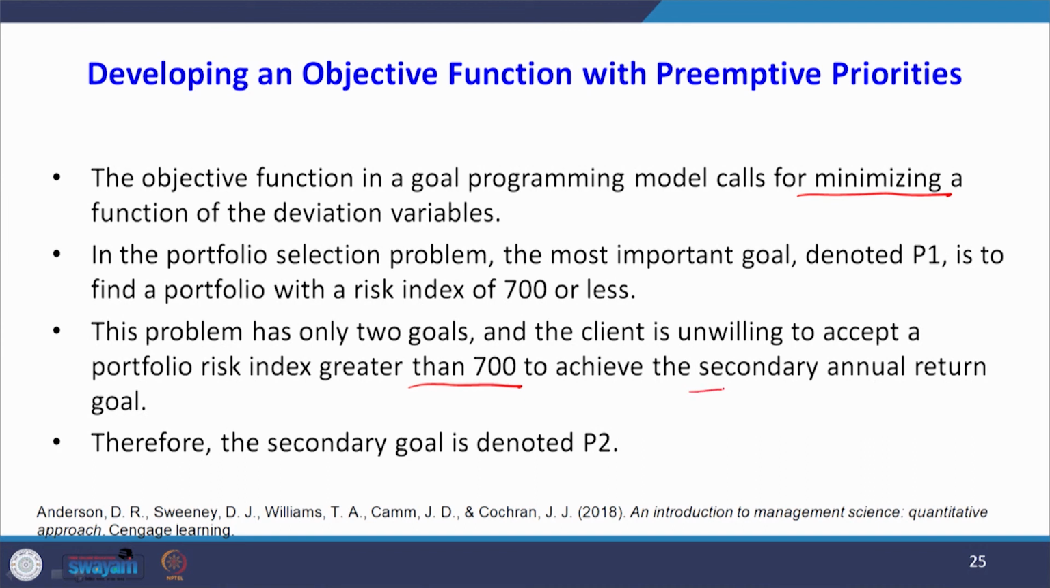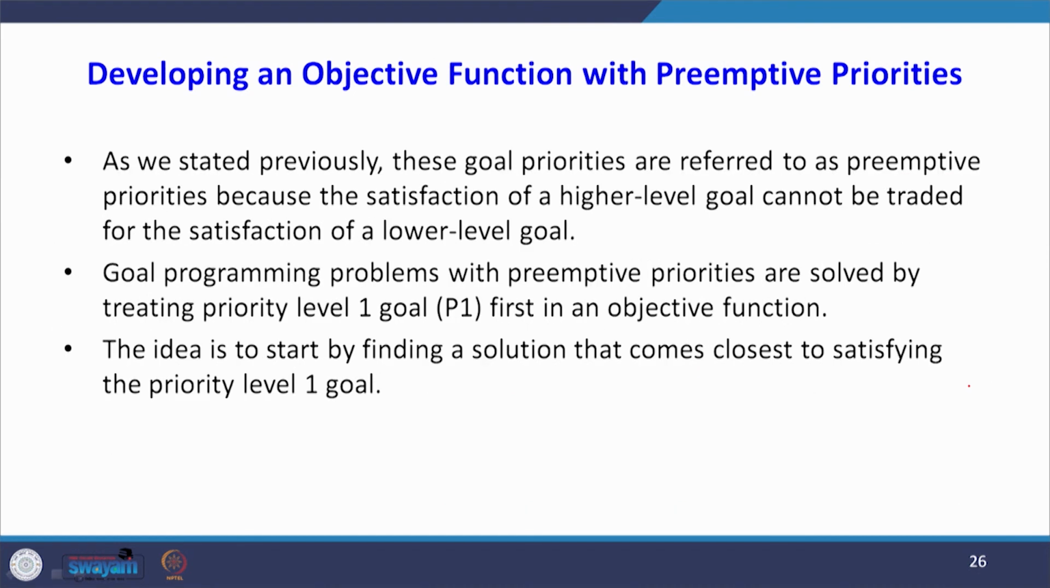For the secondary annual return goal, he may be accepting less than his expected target. Therefore, the secondary goal is denoted by P2. As we stated previously, these goal priorities are referred to as preemptive priorities because the satisfaction of the higher level goal P1 cannot be traded for the satisfaction of a lower level goal.